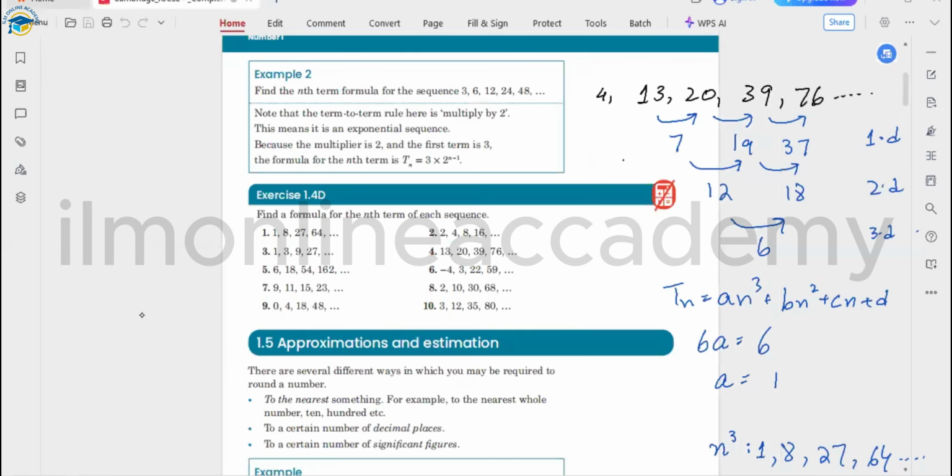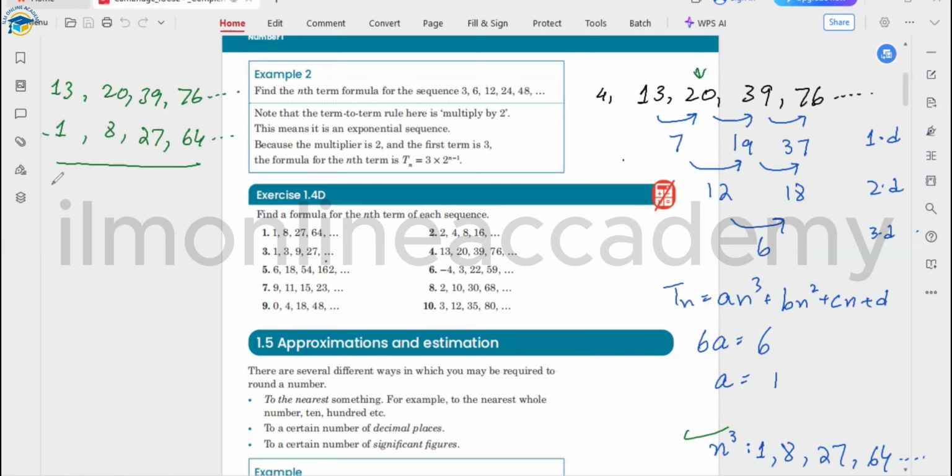What you will do is, the sequence that they gave us already, we will write this sequence first, as we have 13, 20, 39, 76, and so on. Under this, we are going to write down the sequence that we made by n cube, that we have 1, 8, 27, 64, and so on, and we are going to subtract these all.